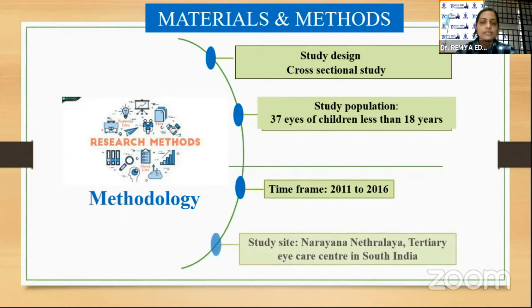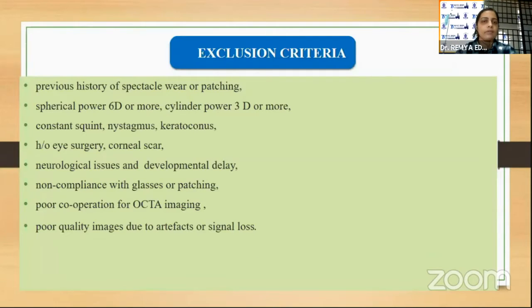This is a cross-sectional study done in 37 eyes of children less than 18 years of age from 2011 to 2016 at Narayana Nethralaya, Bangalore. We excluded children with a previous history of spectacle wear or patching, more than 6 diopter sphere and more than 3 diopter cylinder, constant squint, nystagmus, keratoconus, history of eye surgery, corneal scar, neurological and developmental issues, poor compliance for OCTA imaging, non-compliance with glasses and patching, and poor quality images.